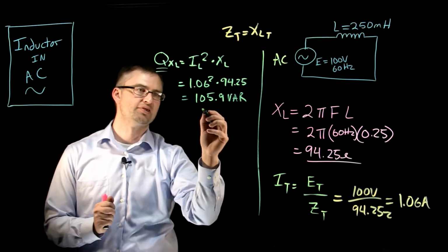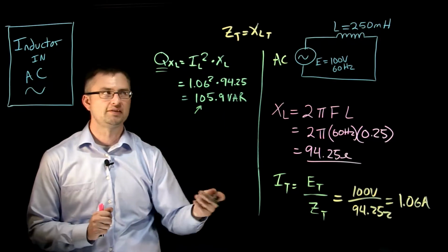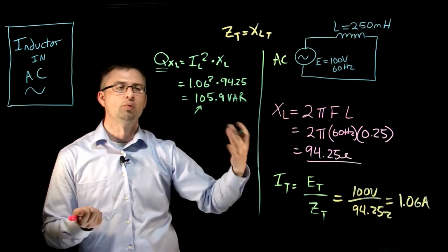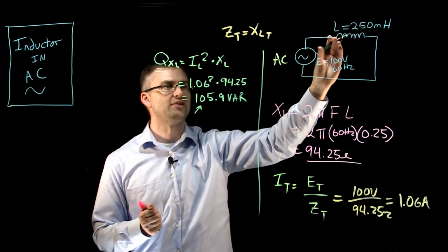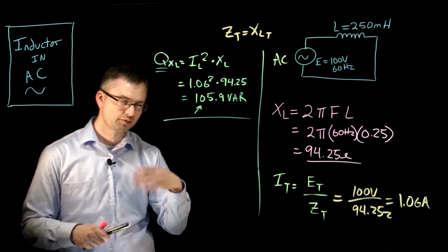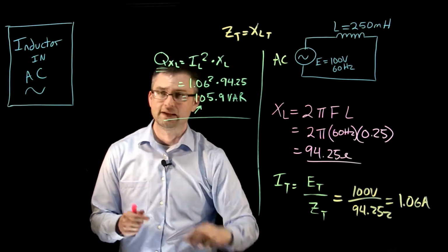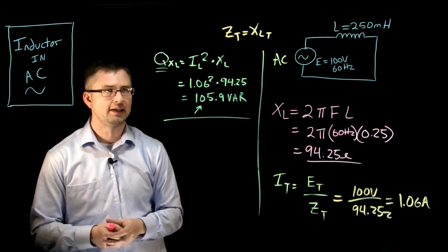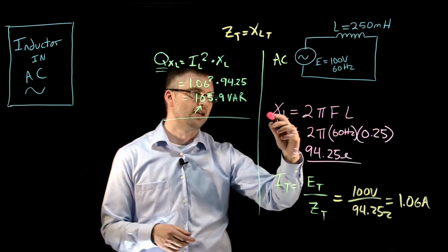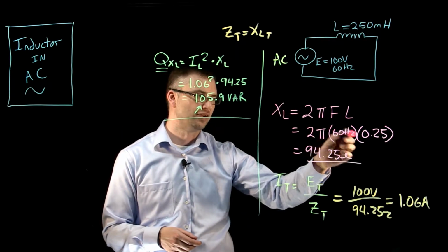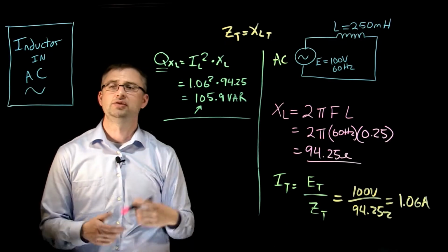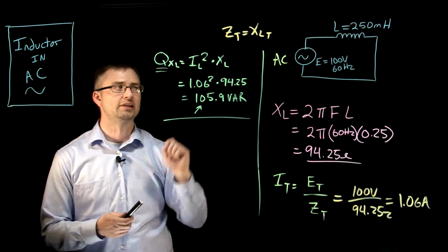So this is a representation of how much power it takes to build a magnetic field. And why it's quadrature power, not watts, is because when that magnetic field collapses, we get a return of that power back to the source. So we don't really lose power until we start to dissipate watts, all right? So that's why we make that distinction. So it's a very straightforward process. Find your XL, 2 pi FL, punch in your numbers, get your current, then use something like I squared times XL to get your quadrature power in the inductive circuit.